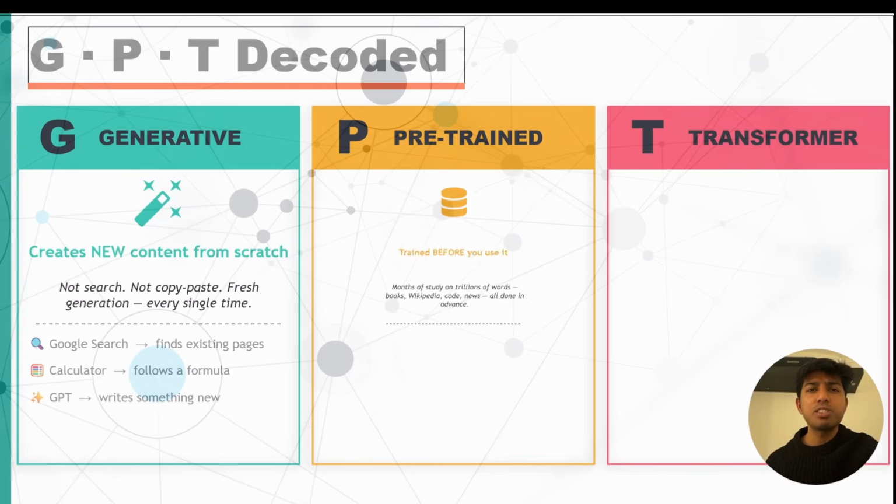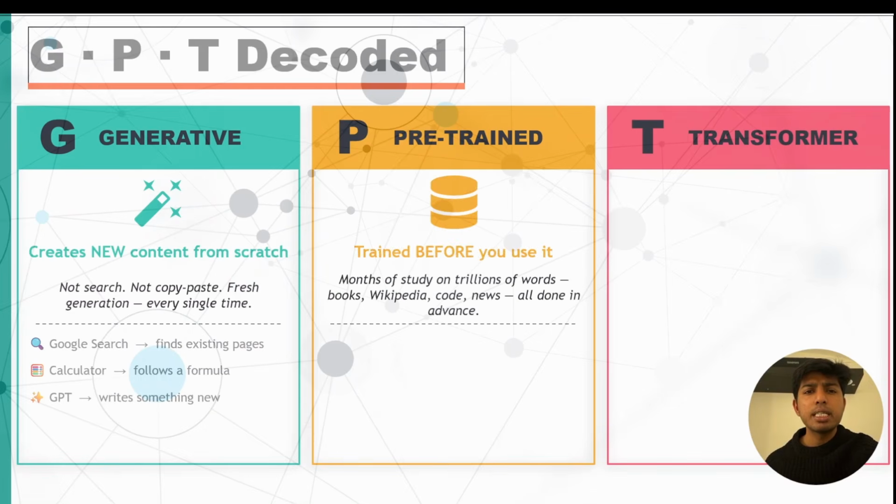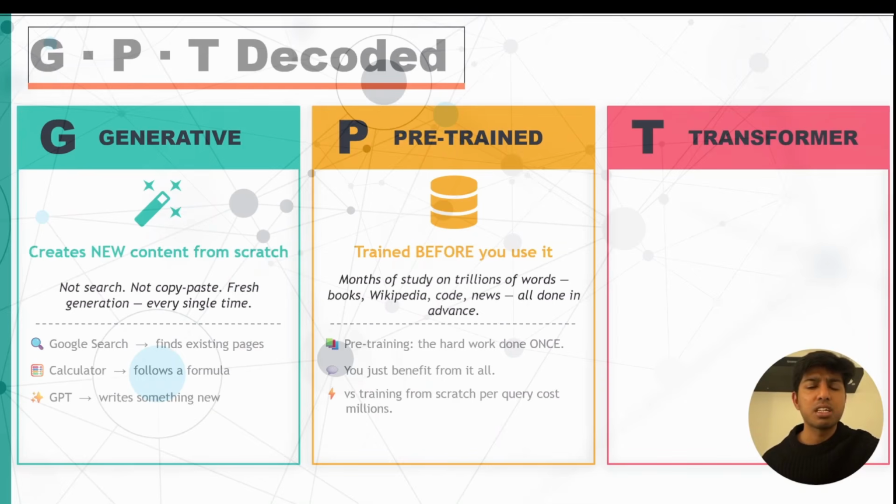So now what is P? P stands for pre-training. It means that it was trained on millions, trillions of data points before you ever opened ChatGPT and used it. Before you even ask your first question, it was trained on millions of books, websites, Wikipedia, code, science papers, everything. That's why, since it's pre-trained, it can answer questions that you ask. You ask what is the capital of India, it gives you the answer. Any question that you ask, it gives you the answer because it's already pre-trained.